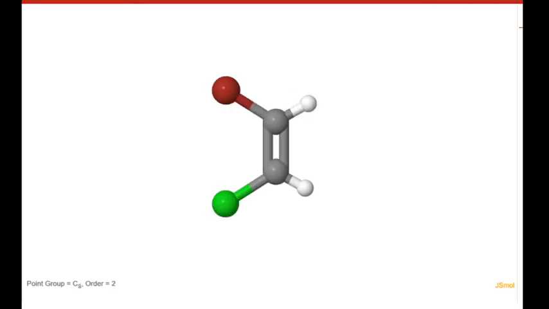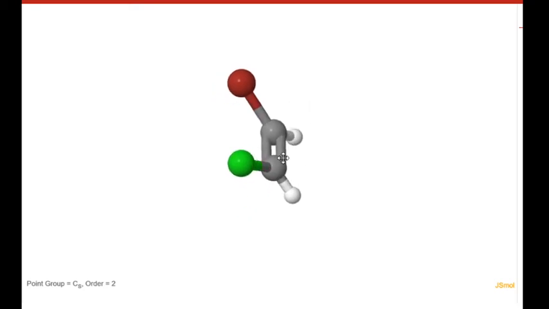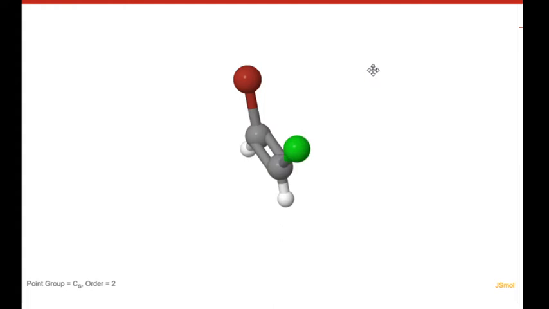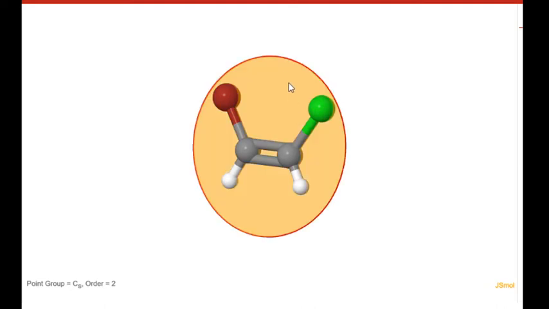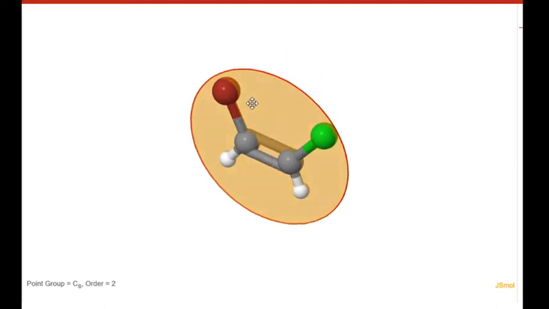This is the molecule, this is the chlorobromoethylene. Okay, so this is the chlorobromoethylene. So 1-chloro-2-bromoethylene molecule. Now for this molecule, right, one can have only the plane of symmetry. Okay, so the molecule is the planar molecule, and the molecule is lying in a plane.